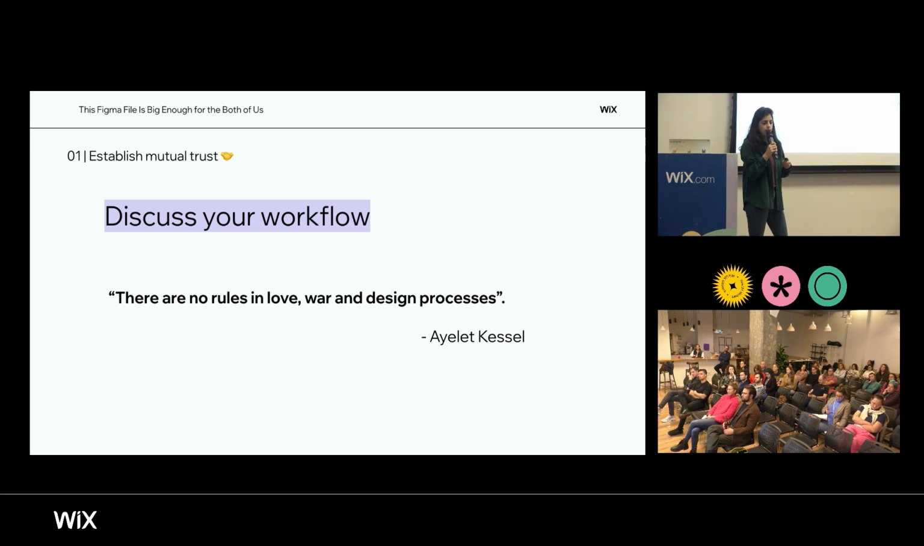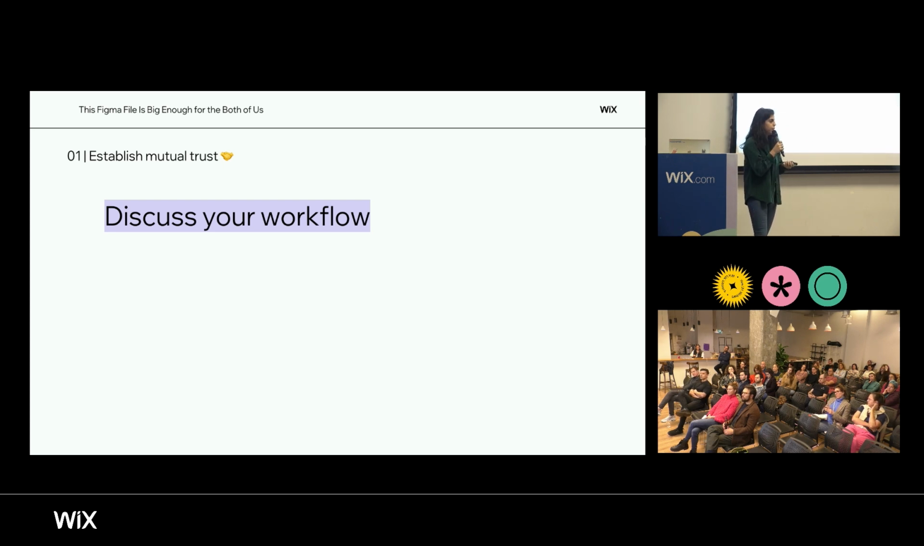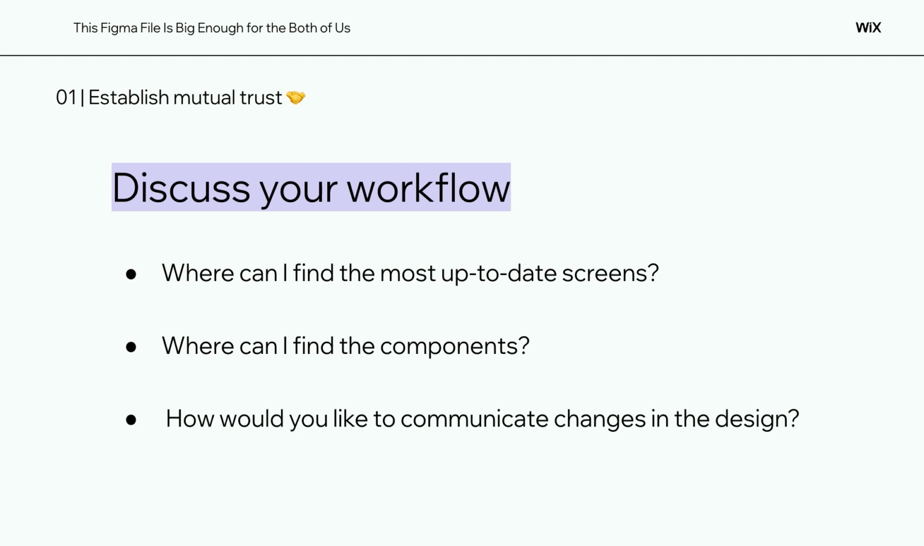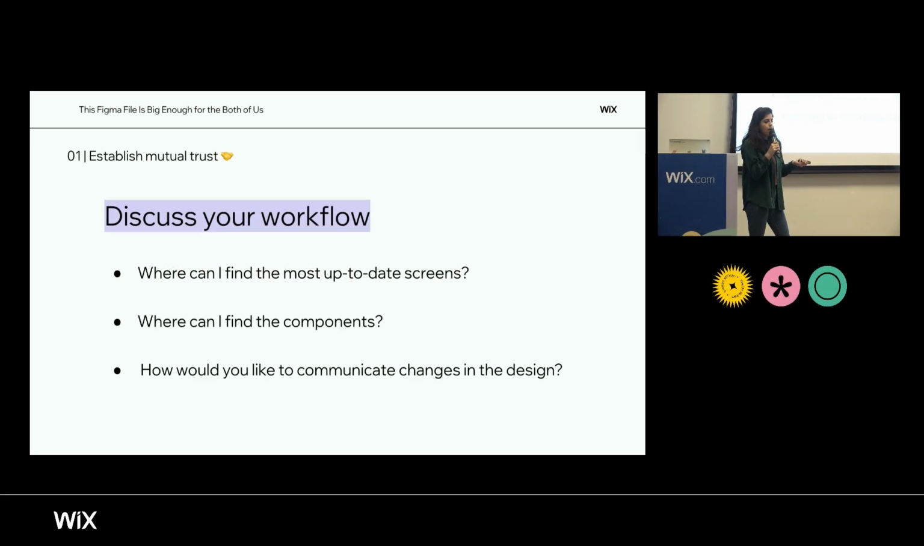So creating standards, talking about how we want to work together, asking questions like, where can I find the most up-to-date screens? Sometimes it changes, it's not always the same place. Where can I find the components that you've built for me because we're totally working with them? And also, how would you like to communicate changes in the design so I don't have to find out that something's changed 5 minutes before rollout? So all of those questions can help you communicate and collaborate with each other. And again, they're not stupid questions to ask. You should be asking them.